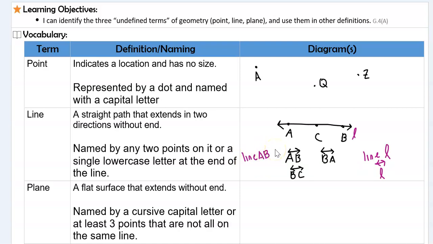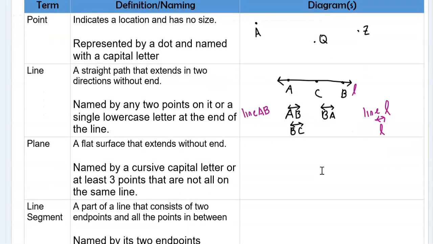And with any of these terms, I could also name it line AB. And this is very helpful if you are typing out the words instead of drawing them, because then you don't need to try to make that symbol. These are all acceptable ways to name these lines.